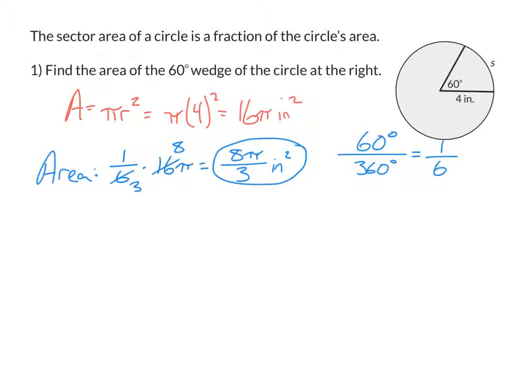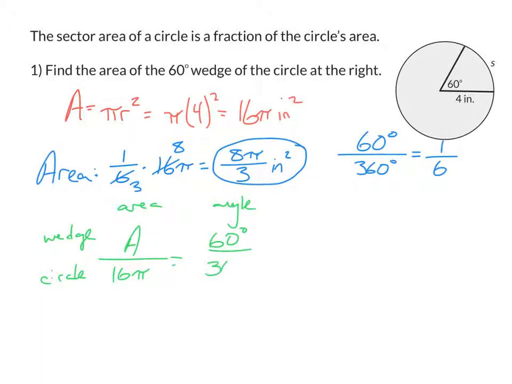Again, I can do it proportionally. In the proportion version, I set up where I know that the area is 16 pi, which is the whole circle, and we want to find a portion of that, so I'll call that A. So again, this is going to be our area piece on the left side. The top is the wedge, where the bottom is the full circle. And that'll be equal to the wedge piece for the angles, 60 degrees out of 360.